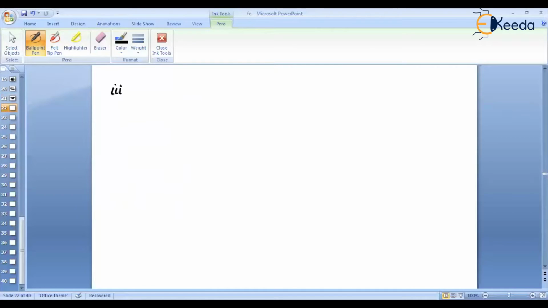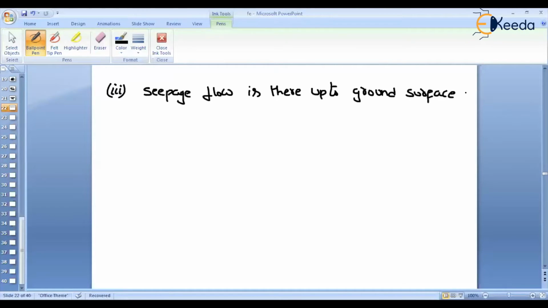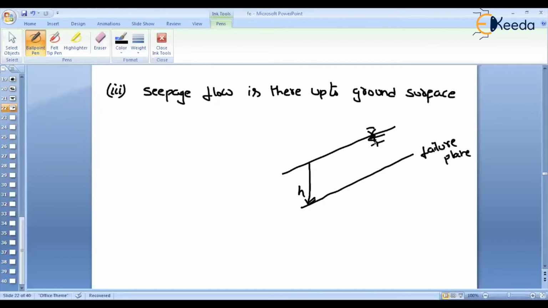In the third case, let us say seepage flow is there up to the ground surface. Suppose we consider an infinite slope, and let us assume that you are finding the factor of safety at this failure plane. It is at a distance of H, and in the present case, your water level is up to the ground surface, the seepage flow.